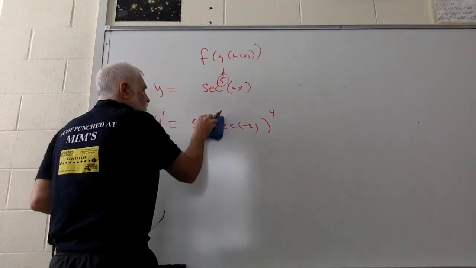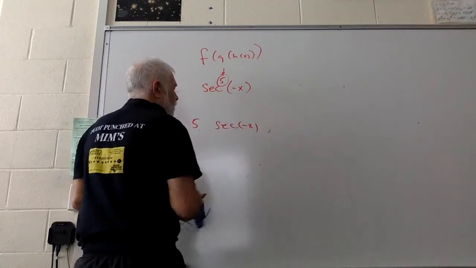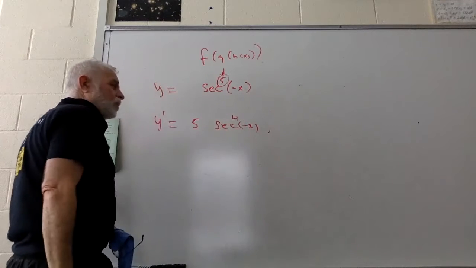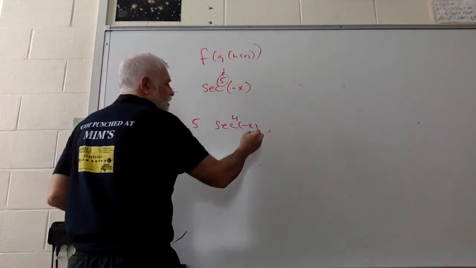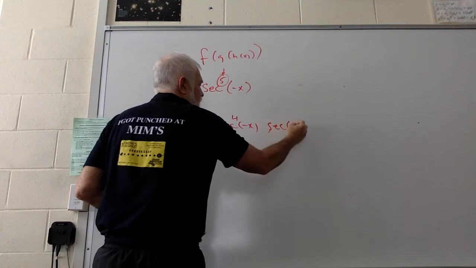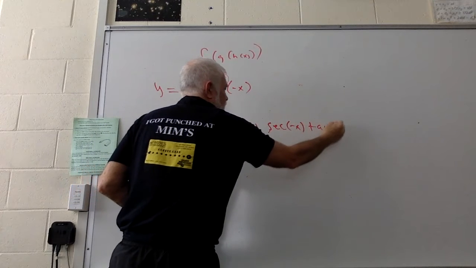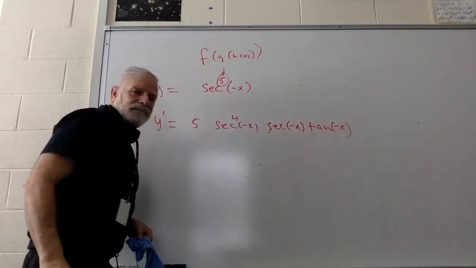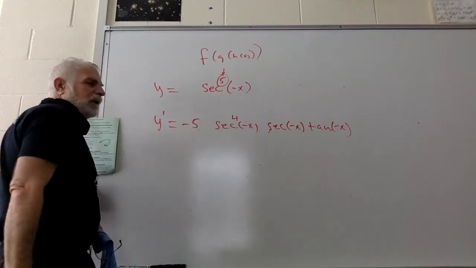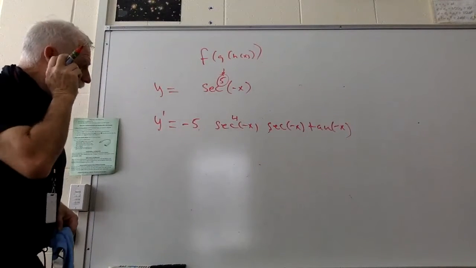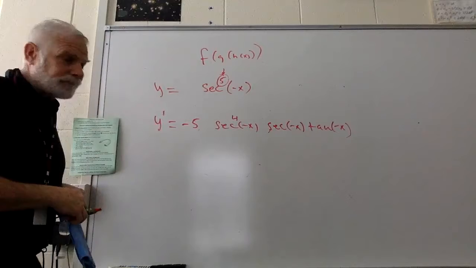We would rewrite it the way a textbook would, which puts the 4 there. Then we got the secant, and the derivative of secant is the secant of minus x, tangent of minus x, right? And then the derivative of minus x is minus 1. I'll put the minus right there this time. All right, so that's the chain rule.